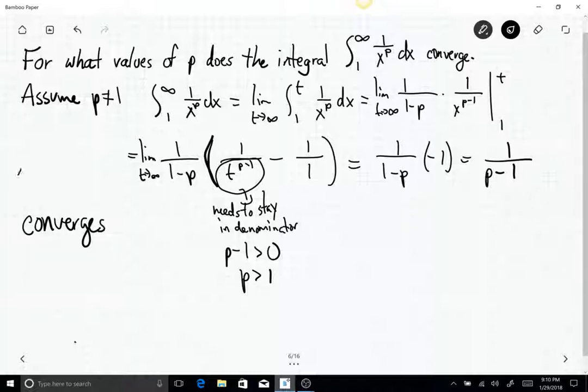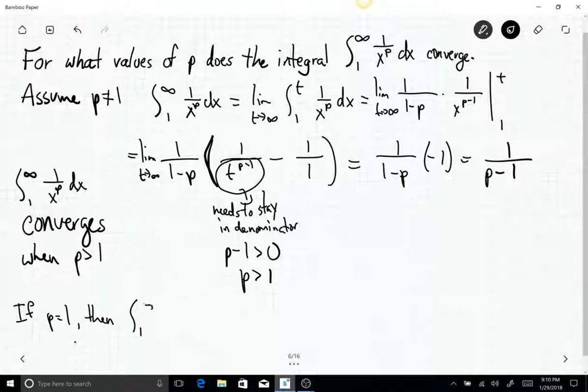So this integral, 1 to infinity. Now notice the x to the p is in the denominator, but it converges when p is greater than 1. And the only other business that we need to check is when p equals 1. So if p equals 1, let's see what happens. Then we get the integral from 1 to infinity of 1 over x dx because p is 1.